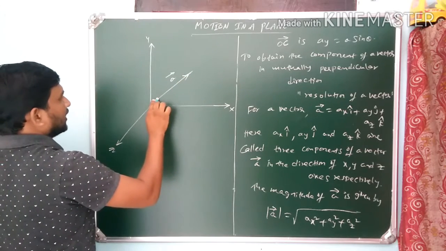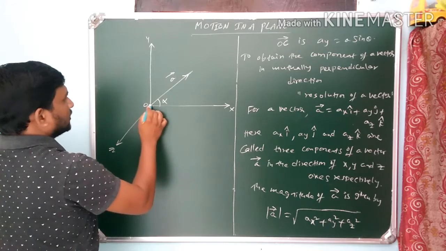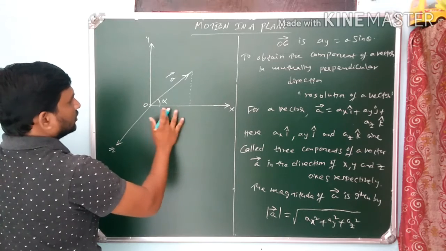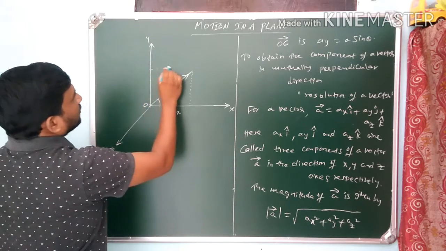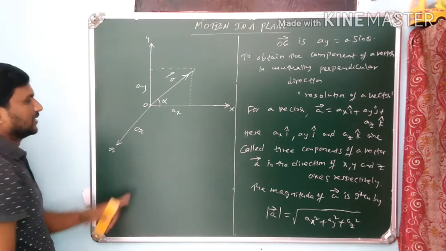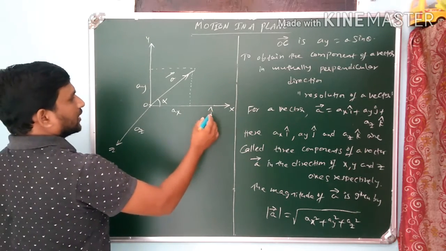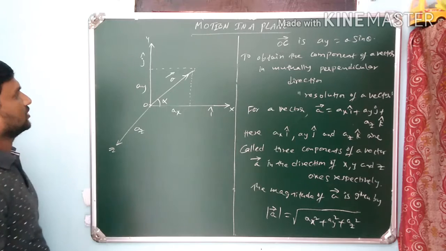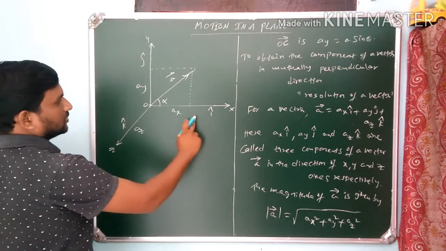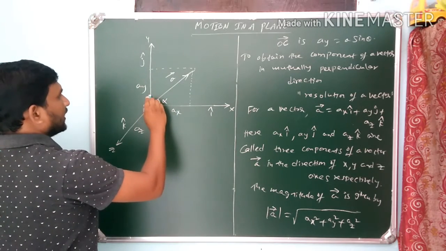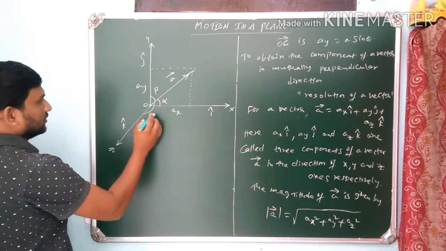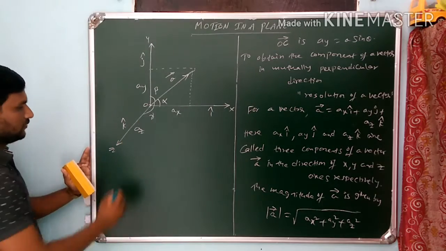Now it makes an angle alpha with the x-axis, with the point of origin. We know already the component along the x-axis is AX, along the y-axis is AY, and along the z-axis is AZ. The unit vector along the x-axis is i cap, along the y-axis is j cap, and along the z-axis is k cap. Alpha is the angle made with OX, beta is the angle made with the y-axis, and gamma is the angle made with the z-axis. Now from the figure we are going to write.